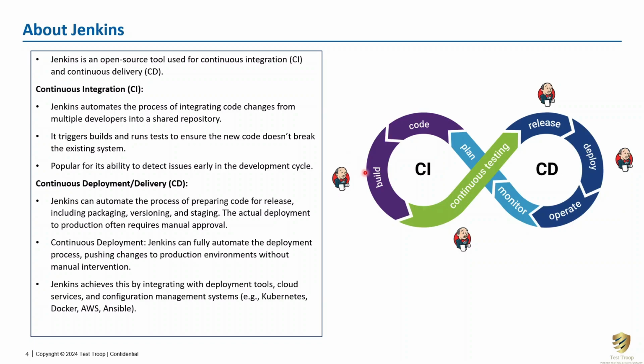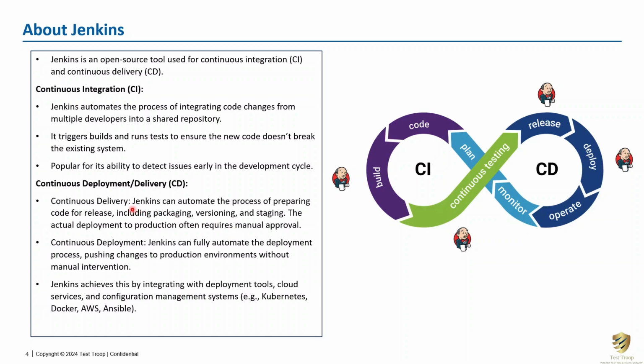As part of continuous integration, Jenkins automates the process of integrating your code from multiple developers into a shared repository. It triggers the builds, runs the tests, and ensures that the new code does not break the existing system. It's popular for its ability to detect issues in the early stage of the development lifecycle. This is how Jenkins can be used as part of continuous integration.